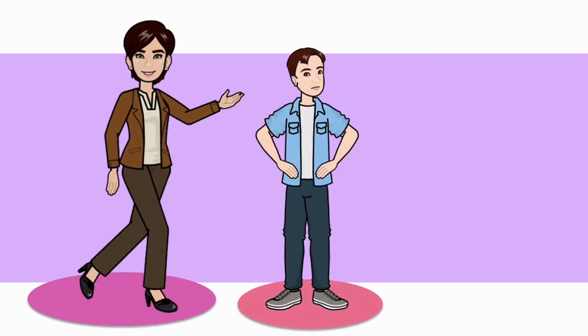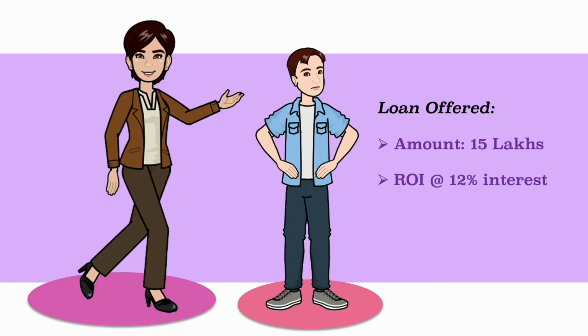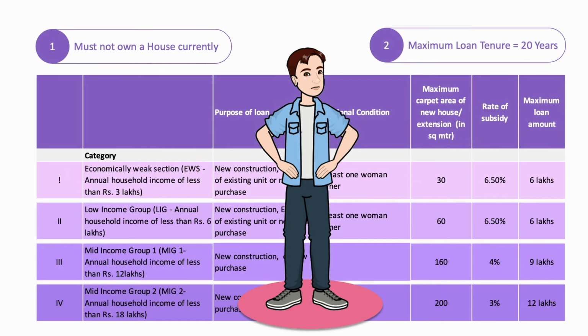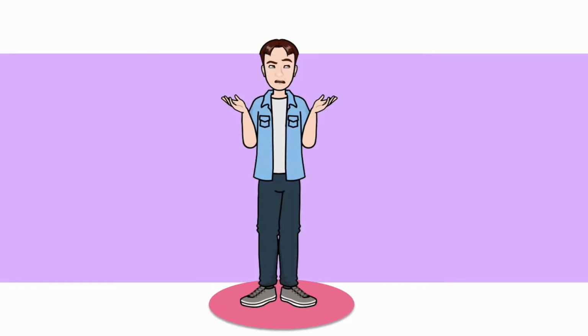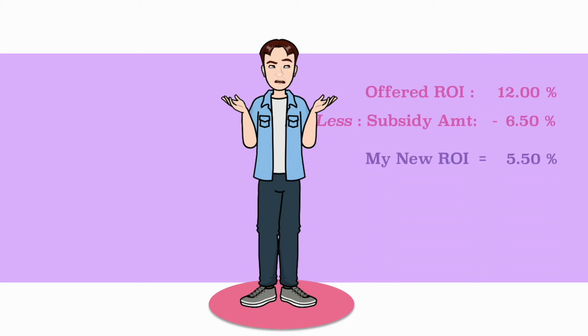Meet James. He plans to take a home loan of Rs 15 lakhs at 12% interest for 20 years. Let's assume that James is eligible for a subsidy of 6.5% on a loan of up to 6 lakhs under PMAY. James thinks this subsidy percentage will be reduced from his interest rate percentage.